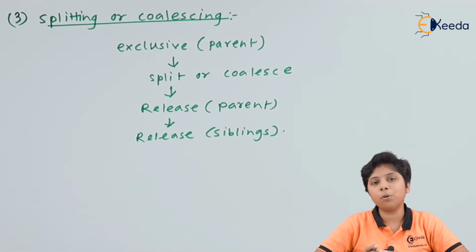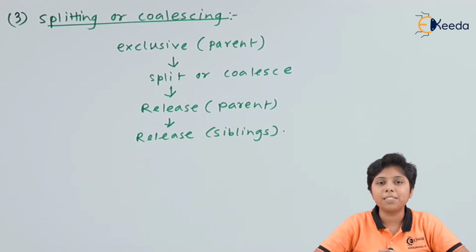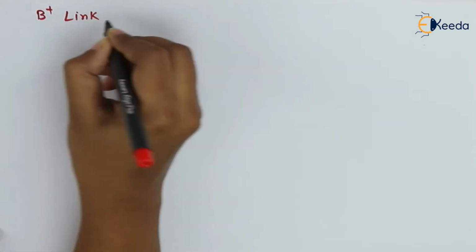Now there is one more protocol that is known as the B plus tree link protocol. So this B plus link protocol suggests some modification to the crabbing protocol so that it can achieve better concurrency with less locking overhead.